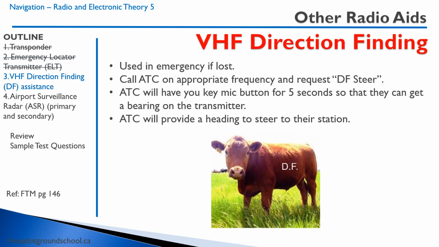There's something called VHF direction finding, a DF steer. This is silly, but I found this when I Googled DF steer, and somebody made this silly meme. You can use it in an emergency if you're lost. You just call up air traffic control and ask them for a DF steer. Hopefully you're within range, and then they will have you key your mic button for 5 seconds and count to 5. And then just like you have an ADF in your aircraft going to an NDB, they can do the reverse and say, okay, this is your bearing, and they can tell you what heading to fly to get to their station.